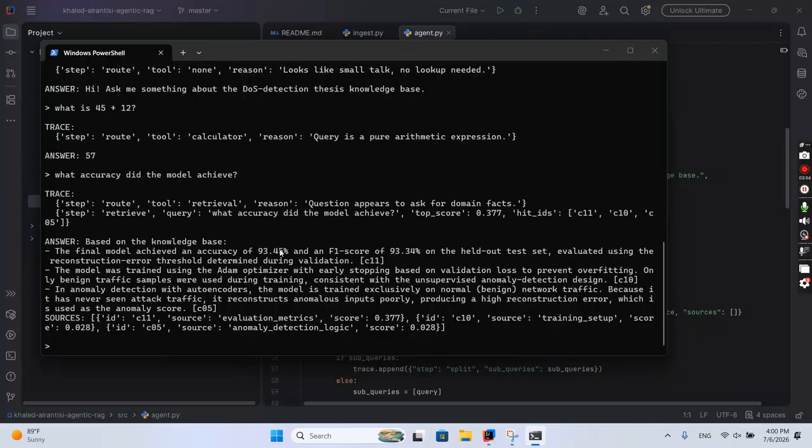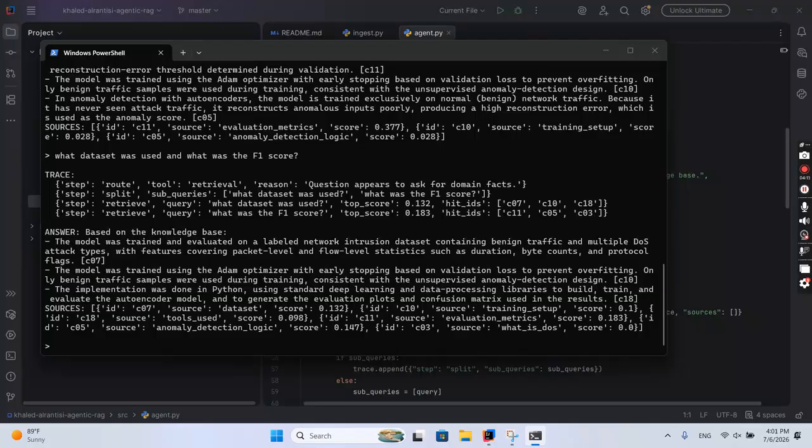So now we'll try a two-part question: what dataset was used and what was the F1 score? This is actually two separate questions. If I searched it as one, both answers would come back worse. Look at the trace here: you can see it's split into two independent searches. It merges the results before answering.